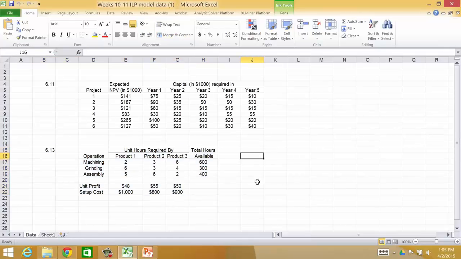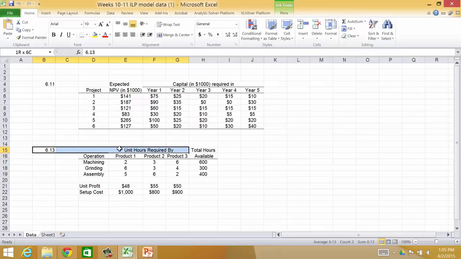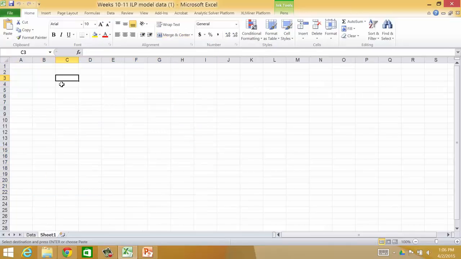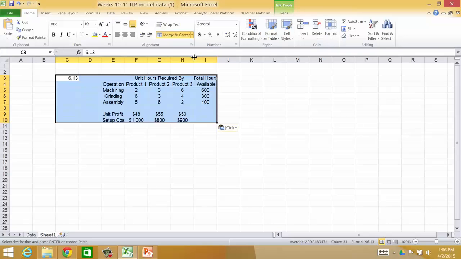Okay, and in this data file, I included the problem 6.11 and 6.13. 6.11 is the R&D project selection problem. 6.13 is the fixed charge problem, and we're going to do it here together, and I'll guide you through it. So copy those data on to a new sheet.